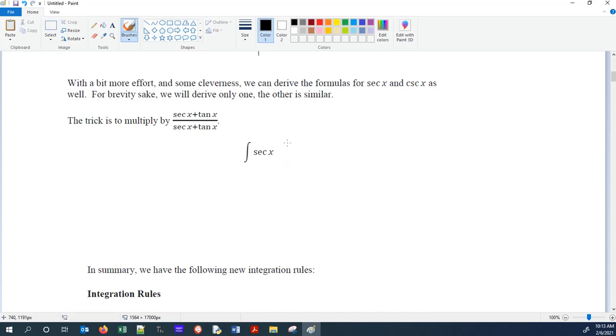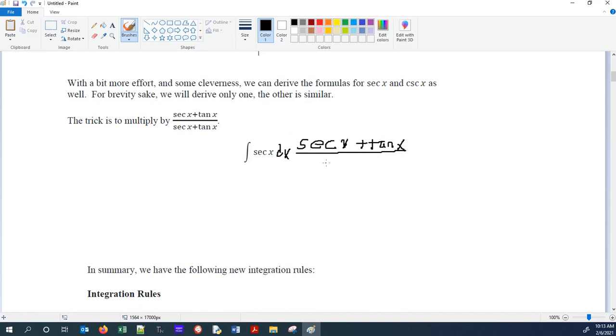So we're going to multiply the top and bottom of this. Again, I forgot my dx. How sad. I'm going to multiply the top and bottom of this integral by secant x plus tangent x. That's the trick.